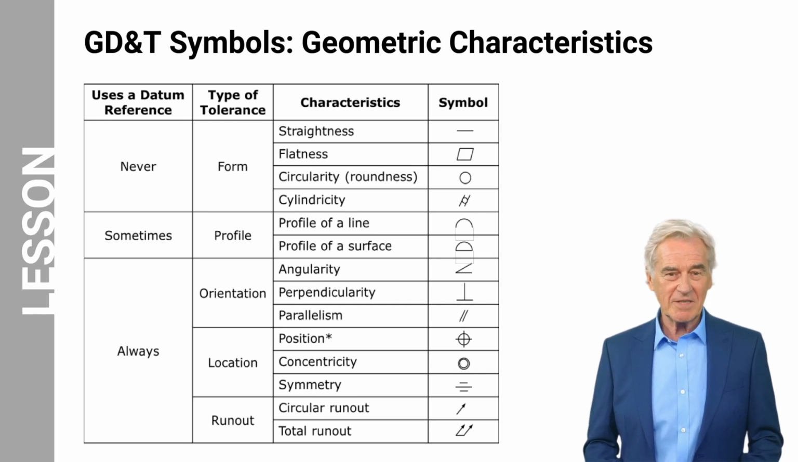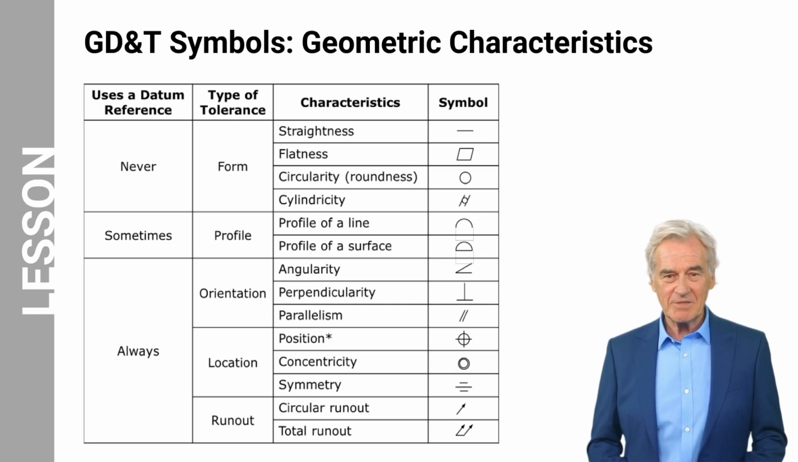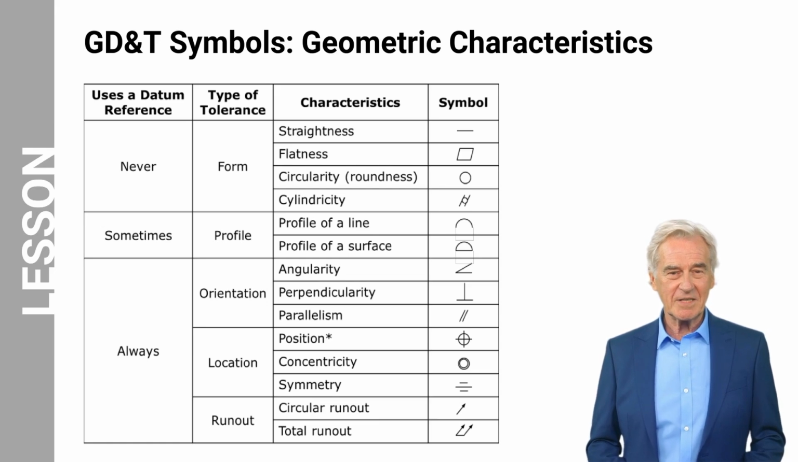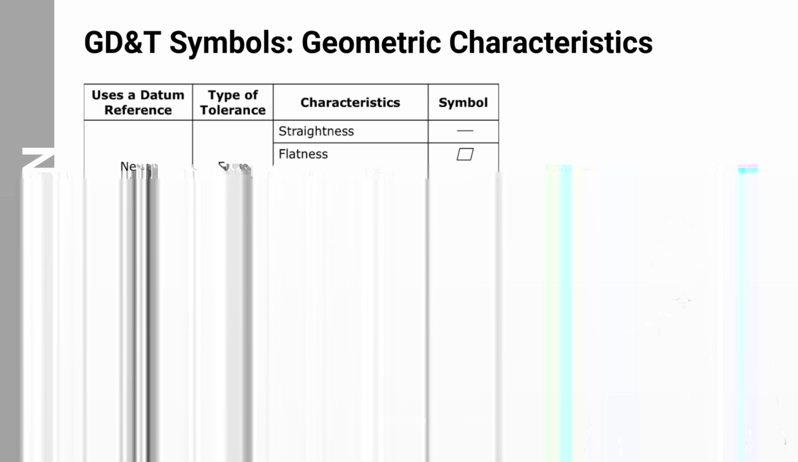The first column of this table displays whether or not a type of tolerance uses a datum reference. Form tolerances never use datum references in the feature control frame. Profile tolerances sometimes use datum references. Orientation, location, and runout tolerances always use a datum reference. Position tolerances are the exception to this rule. On some occasions, a position tolerance may be used with a datum reference, but not always. The next few slides will describe each of these geometric characteristics in detail.